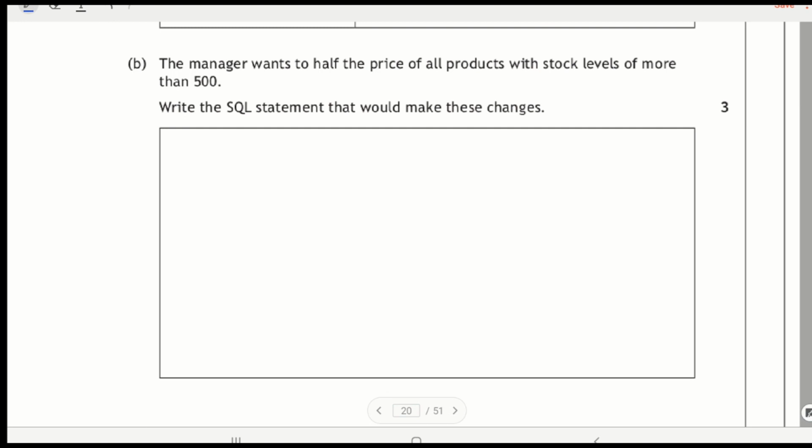Manager wants to half the price of all the products with stock levels of more than 500. So we've to write SQL that's going to do that. Now, I quite like this question because it's an update. So we've got update, set, and where. And actually just remembering the syntax from National 5 is probably half the battle. So update the name of the table. The table is called snack.